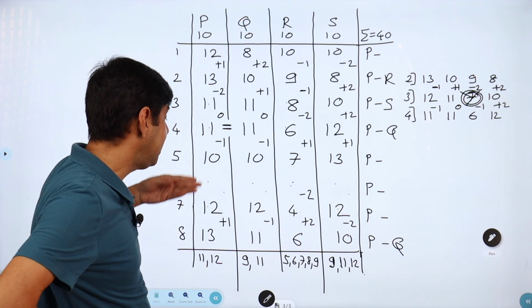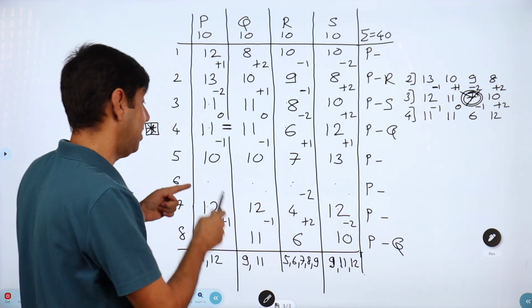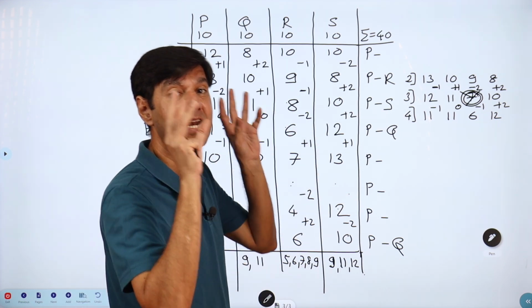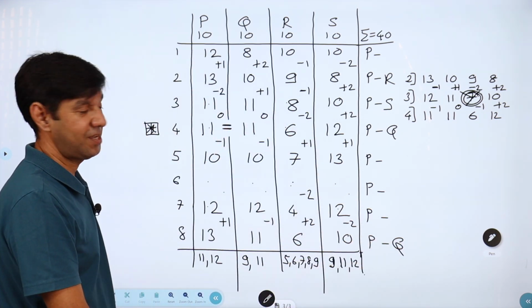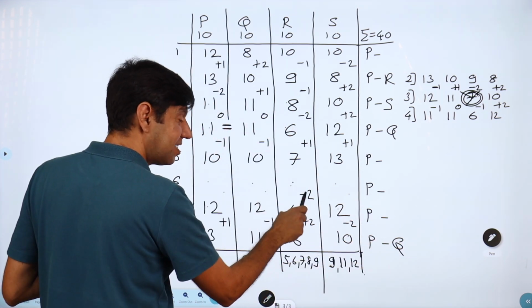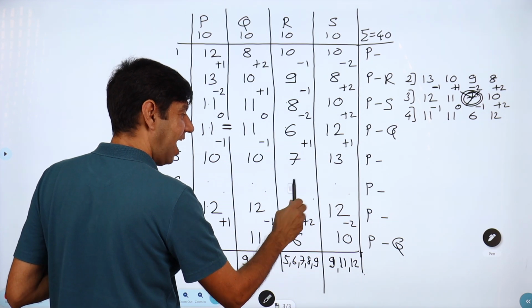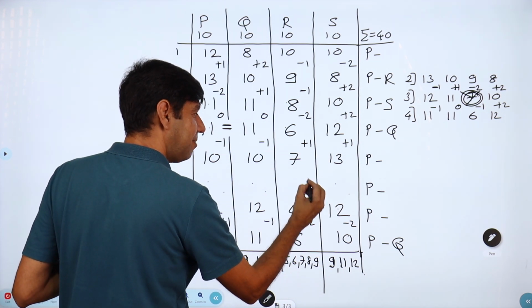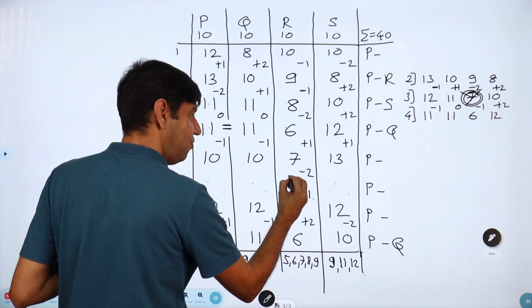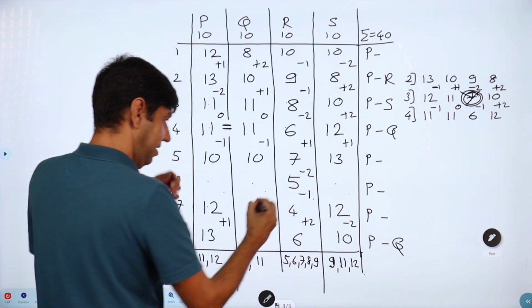Why? That means the previous score should have been 10. But if it was a 10, it would have been written over there. Since it's not written, right? So this can't be a -2. And if this can't be a -2, this can only be a -1, and this should be a -2. So this will become a 5 and then this one, right?